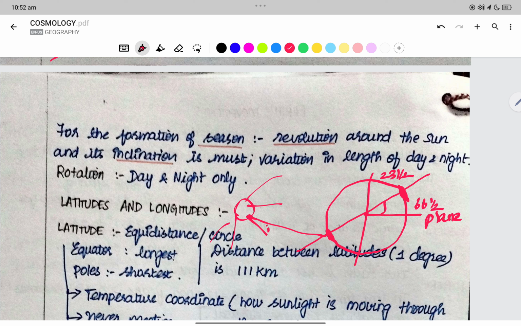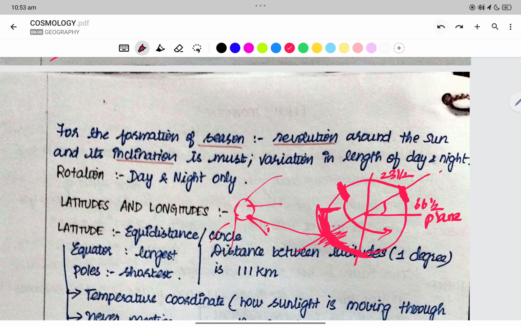Even though it rotates from west to east, only the southern hemisphere is receiving the sunlight, right? The northern hemisphere doesn't receive the sunlight, even if it is rotating. That is why here, if it is winter, here it is autumn, here it is spring, here it is summer, right? Here it is summer and here it is spring, but here we have 24 hours of light, right?